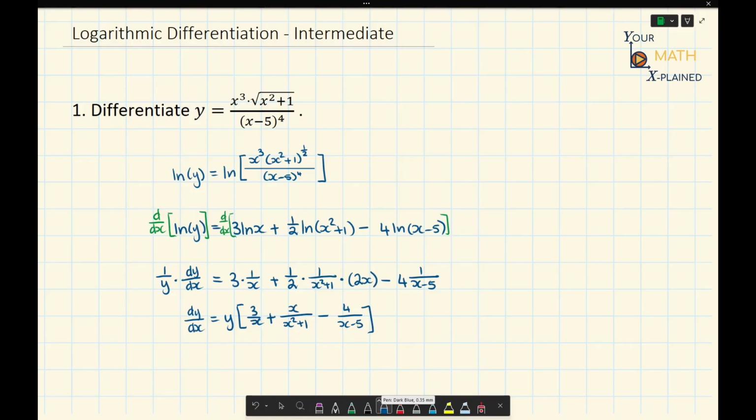And then the last step we can do is substitute in the equation for y back into y, which means our final answer here is going to be x cubed times the square root of (x squared plus 1) over (x minus 5) to the power of 4. So that's our y. And then we multiply that by (3 over x plus x over (x squared plus 1) minus 4 over (x minus 5)). So this would be our final answer.